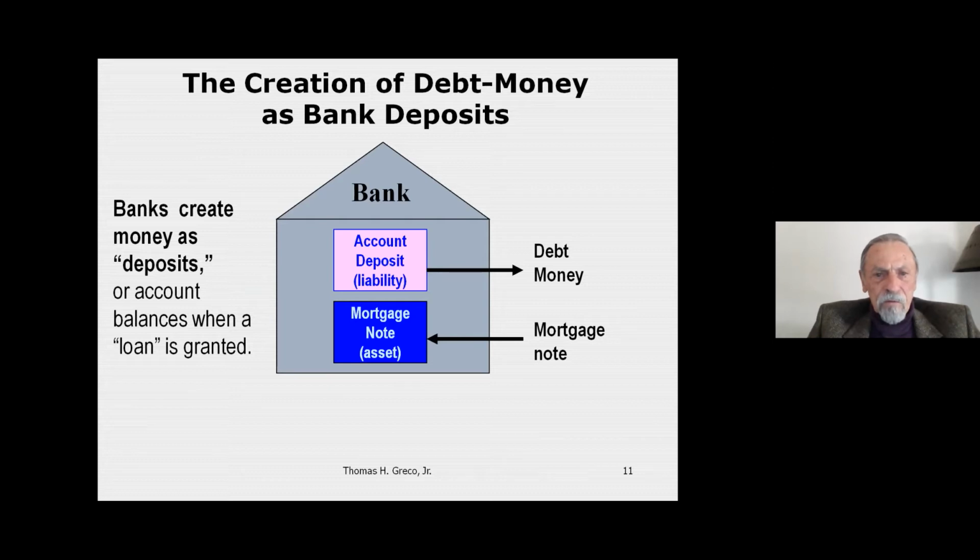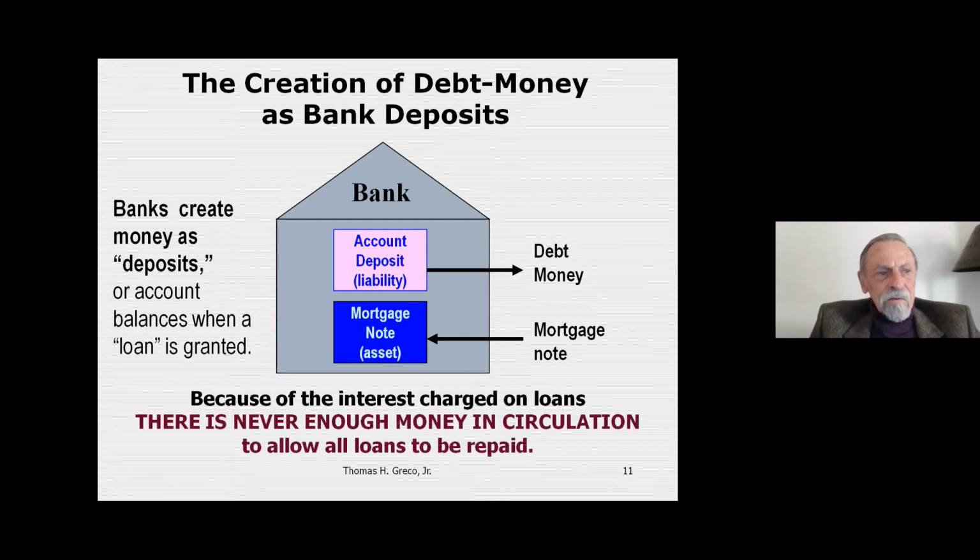The problem with this process is they charge interest on these loans, and the interest is not created at the same time that the principal is created. So as time goes on, the amount that you owe to the bank increases because of the interest that's levied on the loan. So there's never enough money in circulation to allow everyone who's in debt to pay back what they owe to the banks.